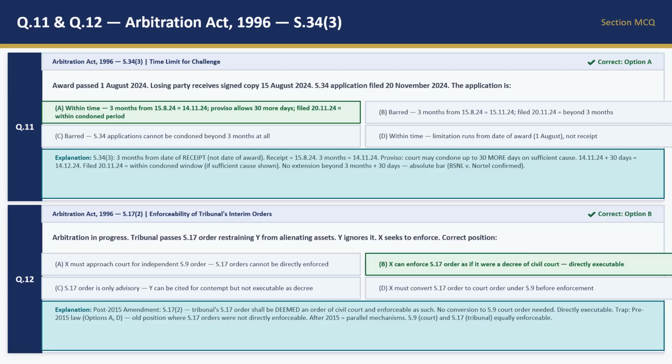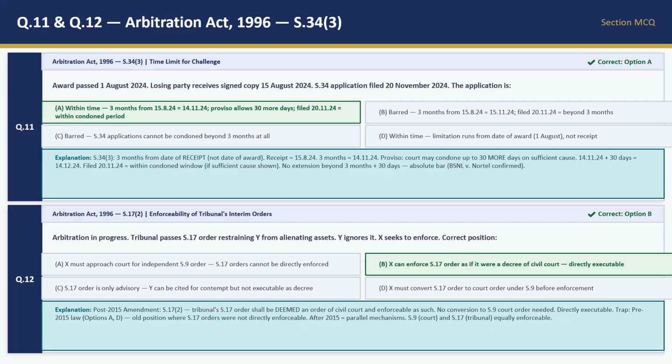Okay? But the proviso allows 30 more days, so if it is filed on 20th November, this is within the condoned period, and condonation is granted. So the court may condone up to 30 days more on sufficient cause being shown. So 30 days from the date of receiving the signed copy plus another 30 days as per the discretion of the court on sufficient cause being shown.